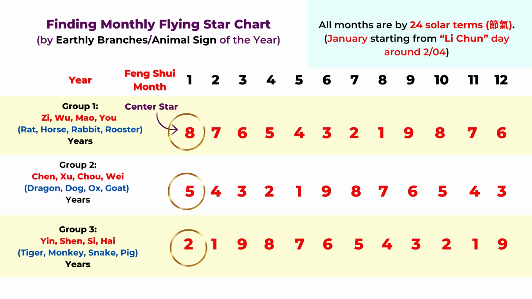This one is determined by the year. We separate the years into 3 groups. Each year has a corresponding animal sign. Group 1 is a rat, horse, rabbit, and rooster year. Group 2 is a dragon, dog, ox, and goat year. Group 3 is a tiger, monkey, snake, and pig year. For example, 2025 is a snake year, so that's group 3.